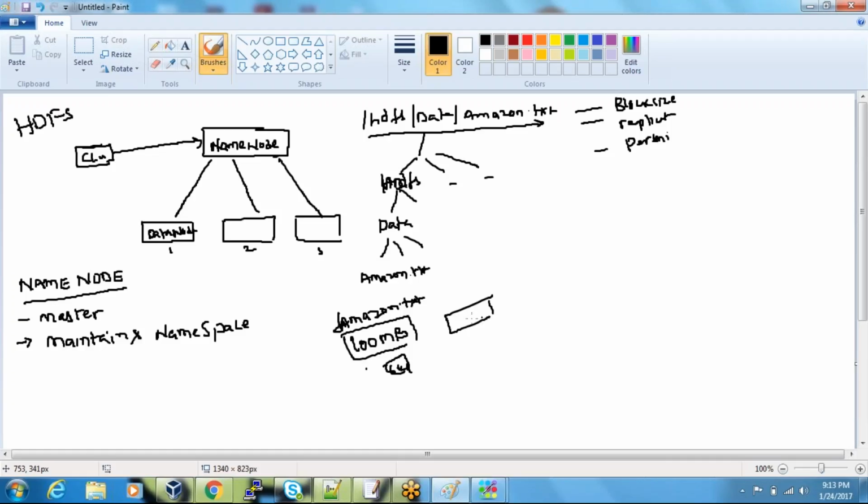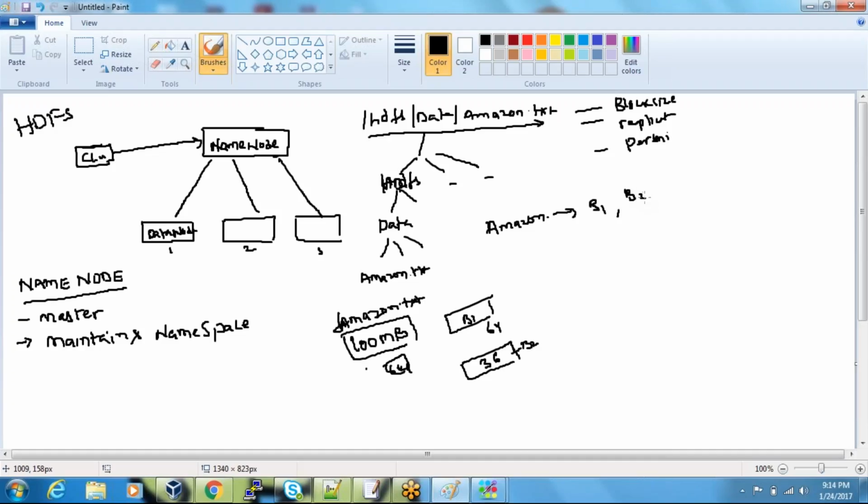One is block 1, which occupies the 64 MB size, and the other one is block 2, which occupies 36 MB. So these two blocks belong to Amazon. How will it be represented? Amazon.txt has block 1. Block 1 means its information, where it is loaded. I'll show you that. If I show that metadata file, you'll easily understand. But for the time being, just assume it looks like this.